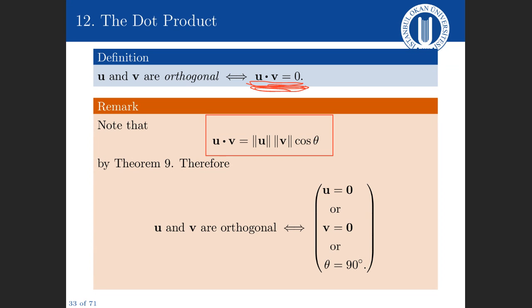How do we get this equal to 0? Maybe the norm of u is equal to 0, in other words, u is the zero vector. Maybe the norm of v is equal to 0, in other words, v is the 0 vector. Or maybe cos theta is equal to 0. How do we get cos theta equal to 0? We have to have an angle of 90 degrees.